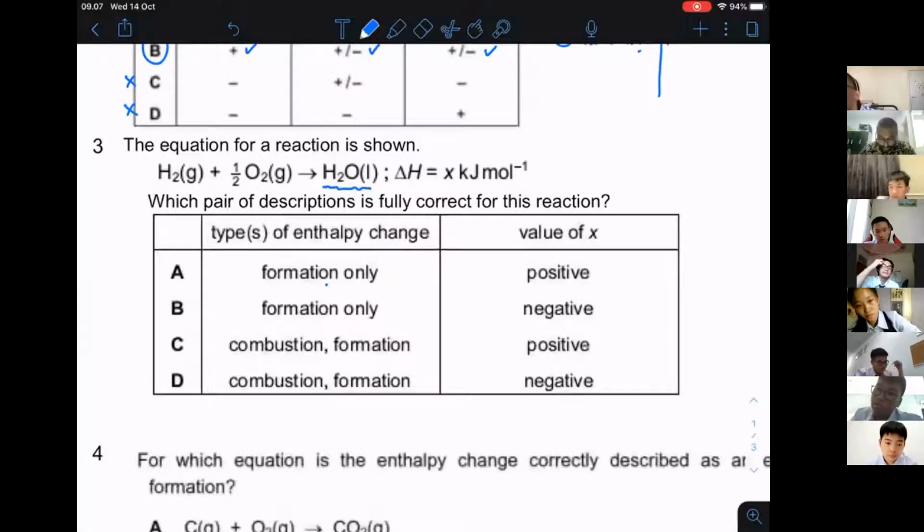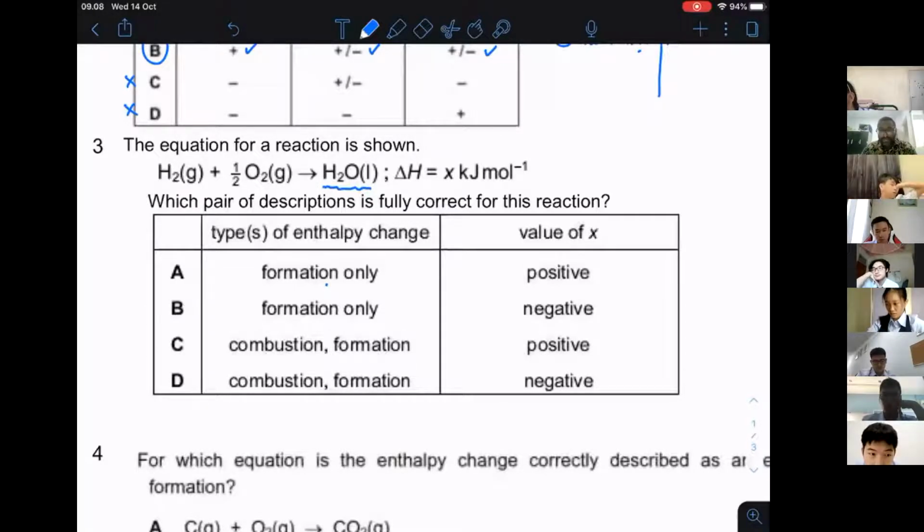Okay, define enthalpy of formation for me, Josh. Enthalpy change when 1 mole of product is formed from its elements at standard temperature. So to be exact, 1 mole of compound is being formed from its elements under standard state. So the term compound must be there.